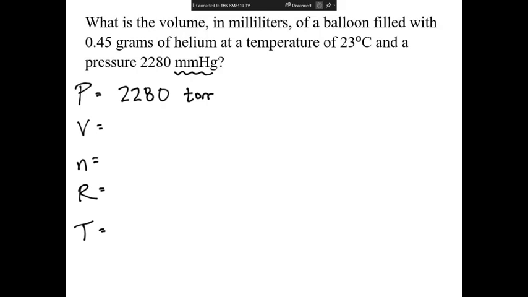Do they give me a volume? No, that's what they're solving. They want me to solve for volume. Do they give me a number of moles? They gave me grams. You got it. So I'm just going to convert my grams to moles real quick. 0.45 grams.